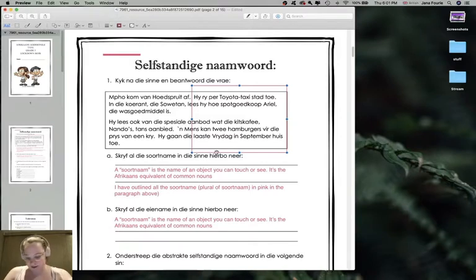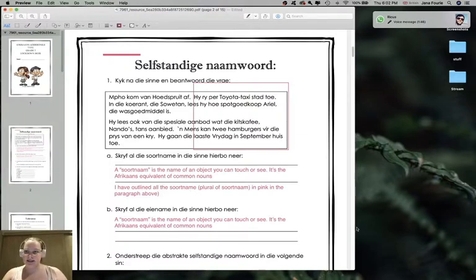And then in this pink box, I am going to outline all the soortname, which is the plural of soortnaam. Usually when I do tutoring or give Afrikaans lessons, I don't break it down as much because I really want people to figure it out for themselves, because that's one of the ways you learn the language. But this child has, let me just close my WhatsApp, this child has no experience in Afrikaans. He only learned it this year.